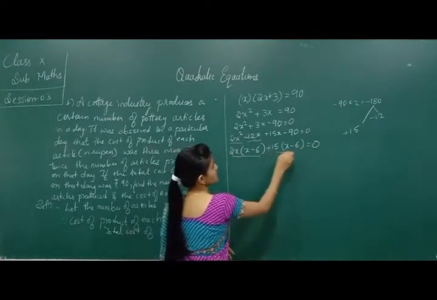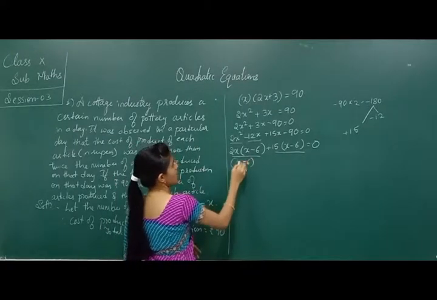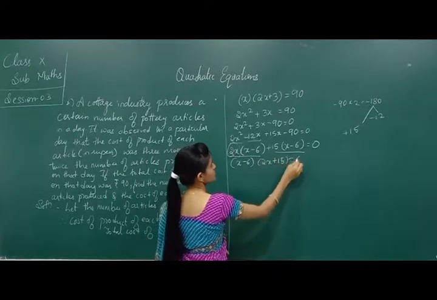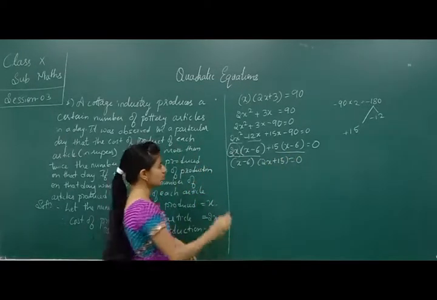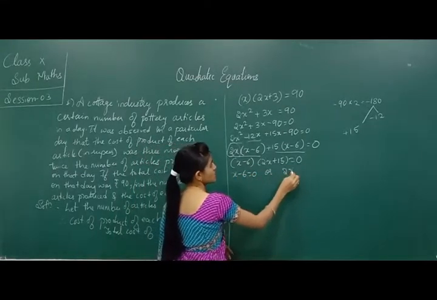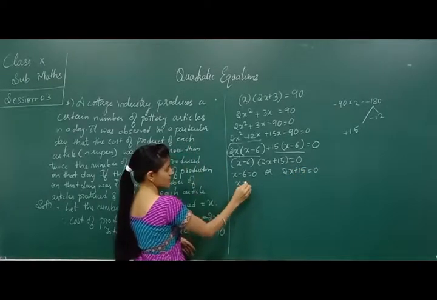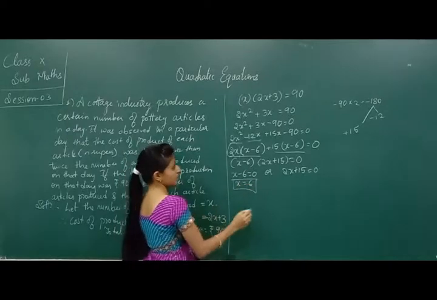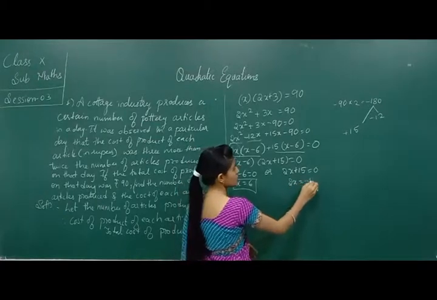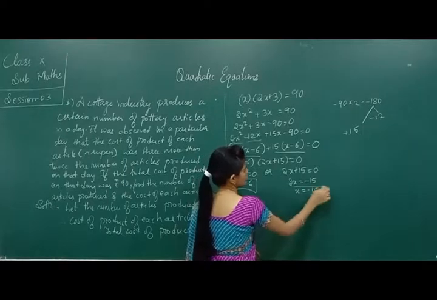Now x minus 6 and x minus 6 is common, right? That is why I write down x minus 6. I am left with 2x plus 15 equals 0. This means x minus 6 is equal to 0 or 2x plus 15 is equal to 0. It means x is equal to 6. It means 2x is equal to plus 15. If I shift it that side, it's going to be minus 15. x is going to be minus 15 by 2.